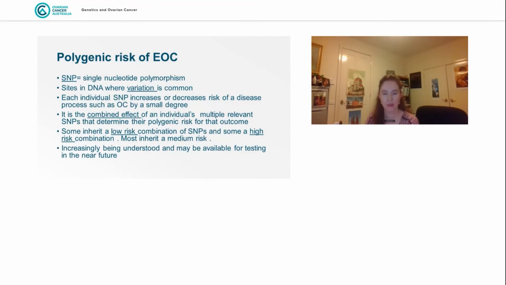So we think of inheriting these relevant SNPs like a hand of cards, and each individual SNP increases or decreases the risk of a disease, which in this case we'd be talking about ovarian cancer, but these have also been studied in prostate cancer or cardiovascular disease. Each SNP increases or decreases your risk of disease by a small degree, but it's the combined effect, like a hand of cards, of the individual's multiple SNPs relevant for ovarian cancer that determine their polygenic risk for that outcome. So some people will inherit a low-risk combination, a low-risk hand of cards, and some will inherit a high-risk combination. Most people will inherit a medium risk. So this is increasingly being understood and studied in a research setting and may be part of our genetic testing for people with ovarian cancer in the near future.